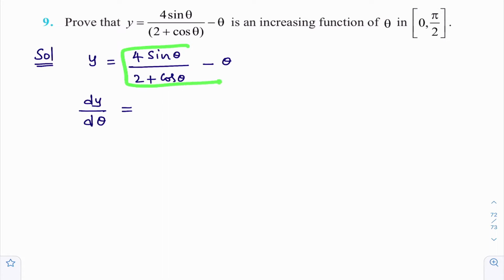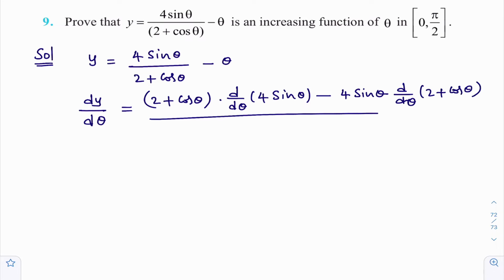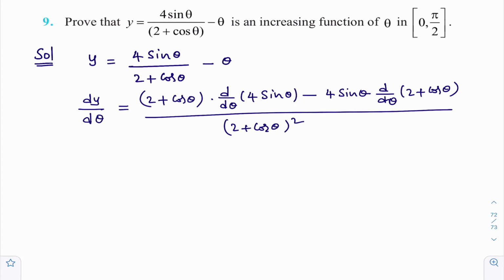Now differentiation of this whole thing is nothing but differentiation of this part minus differentiation of this part. Now I'll differentiate this one. This is like u by v, so I'll use the quotient rule to differentiate this. Derivative of u by v is what? V, that is 2 plus cos theta, into derivative of u, that is d by d theta of 4 sin theta, minus 4 sin theta into derivative of 2 plus cos theta, divided by v square. What is v square? 2 plus cos theta whole square, minus derivative of theta with respect to theta is 1.